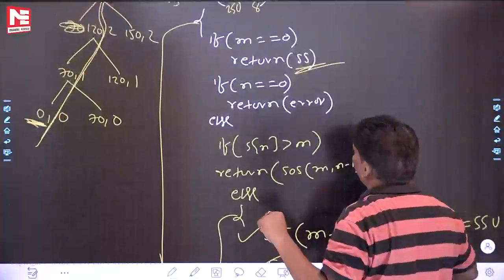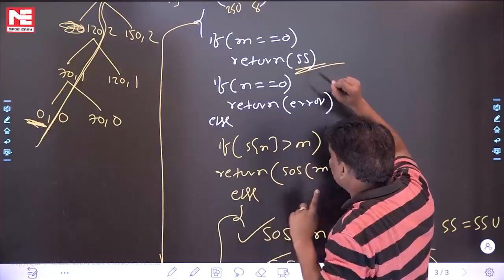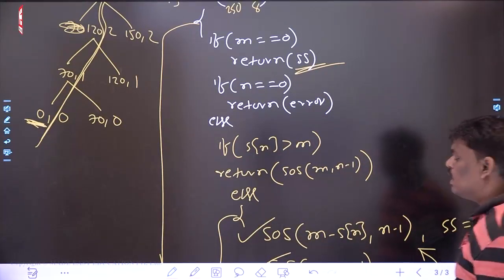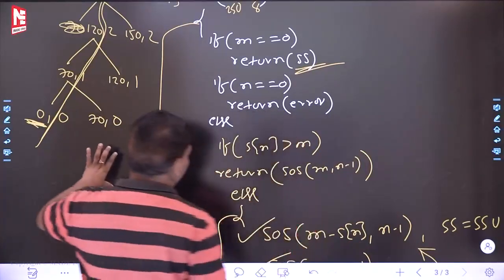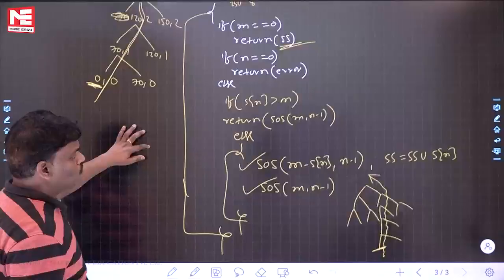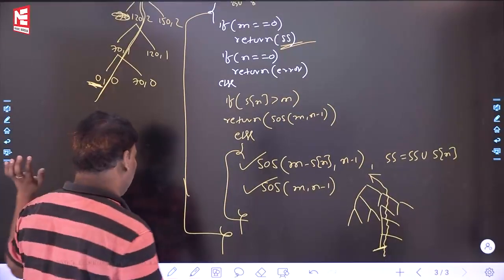Whenever m becomes 0, at that time whatever SS is on that path will be written. One more thing I want to ask you, see this one. If you want, you can observe. Whatever you got, it's okay. One thing I want to say to you, listen correctly.